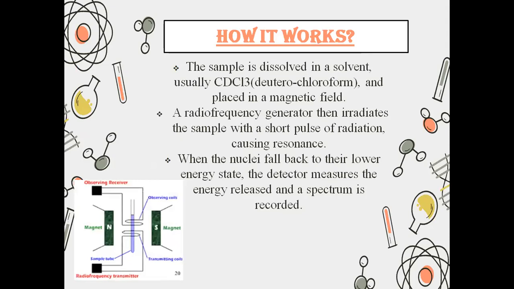Now, the most important is how it works. The sample is dissolved in a solvent, usually CDCl3, that is deuteriochloroform, and placed in a magnetic field. A radio frequency generator then irradiates the sample with a short pulse of radiation, causing resonance. And when the nuclei fall back to the lower energy state, the detector measures the energy released and the spectrum is recorded. In this diagram, you can see there are two magnets, that is two poles, a north and a south pole, and that forms a high magnetic field.